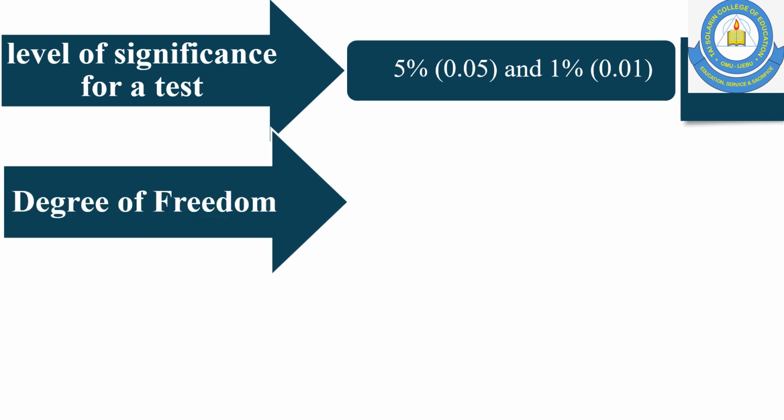The degree of freedom. This is the number of observations which are free to vary when certain restrictions have been placed on the data being considered.